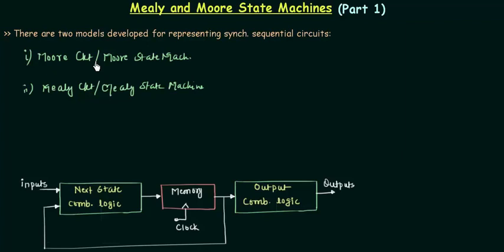They are very important if I talk about the state diagrams. So what are these two models and how are they different from each other? The main question is how they are different from each other. They differ only in the way the output is generated.